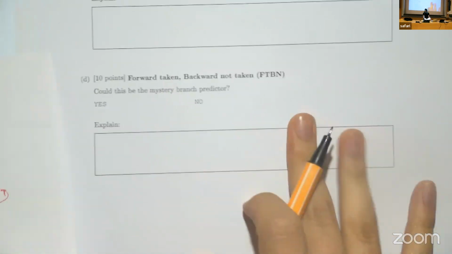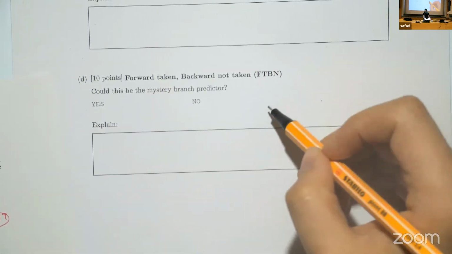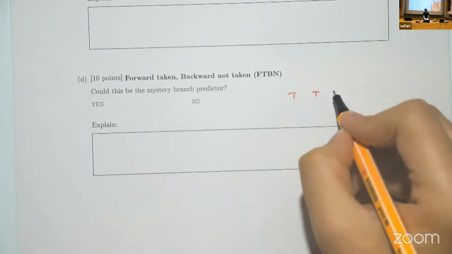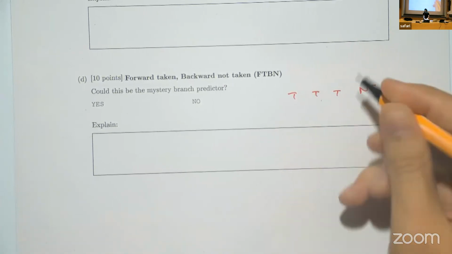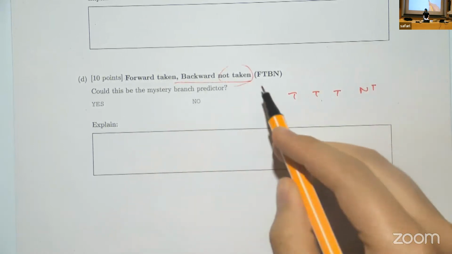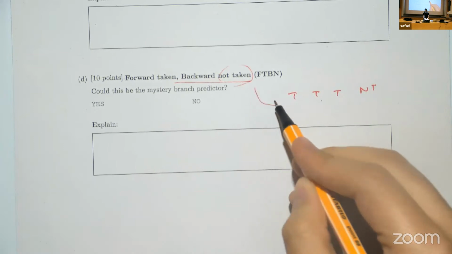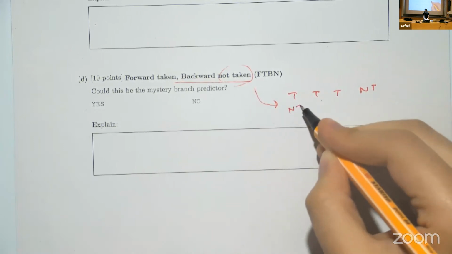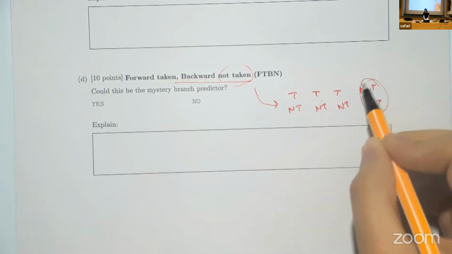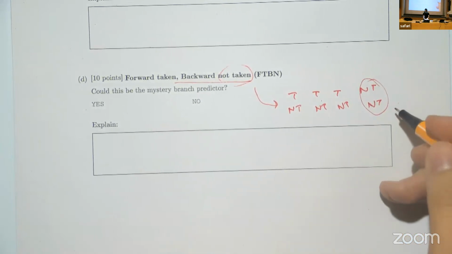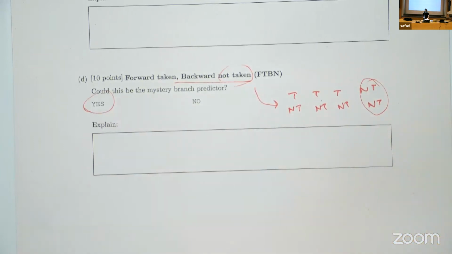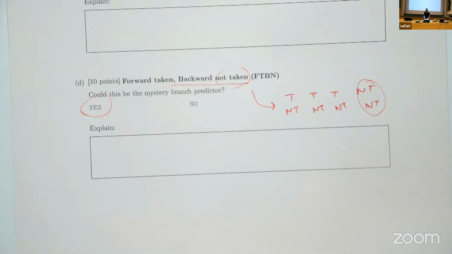And for this one, as you can see, we would be able to get this outcome, because backward not taken would end up predicting not taken, not taken, not taken, and not taken. This would give the correct one, which is also the outcome that we are looking for. So this is yes. Okay. Do you have any questions?